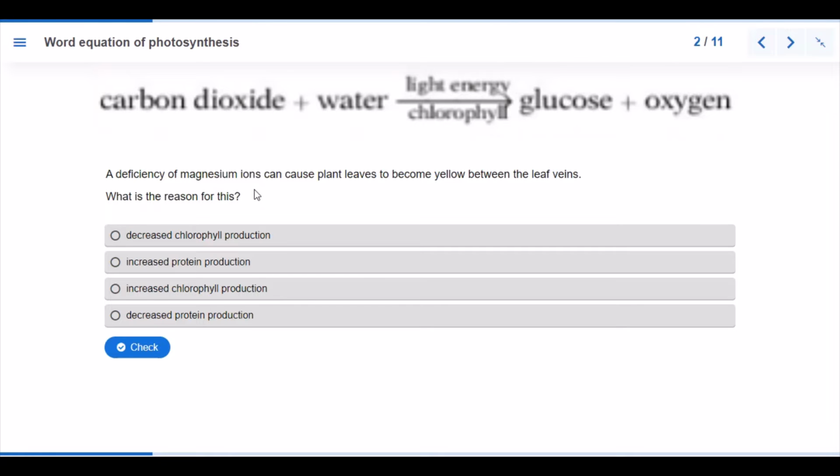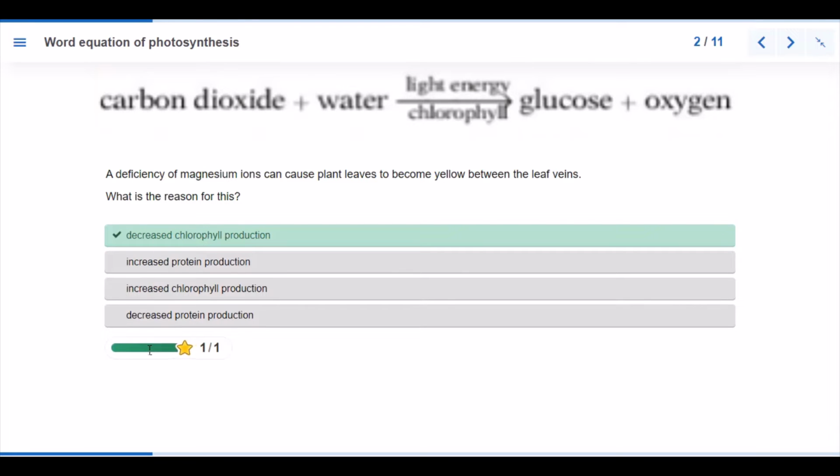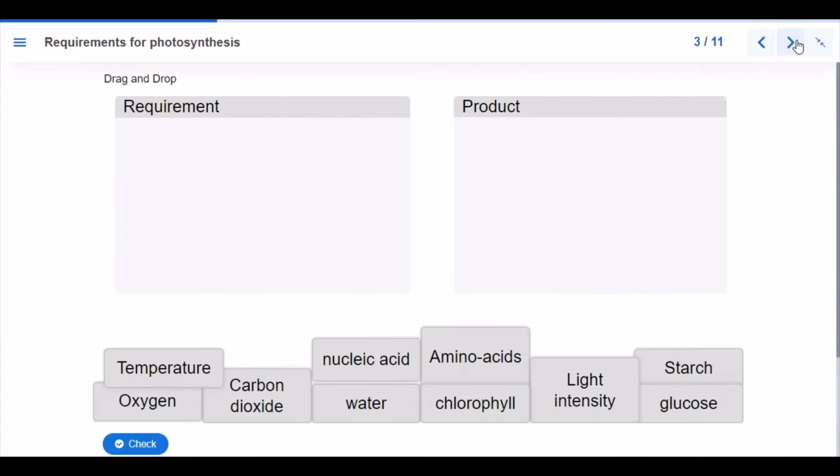Here is a question on magnesium ions. A deficiency in magnesium ions can cause plant leaves to become yellow between the leaf veins. What is the reason for this? Decreased chlorophyll production or increased chlorophyll production? The answer will be decreased chlorophyll production. Later on, we'll be looking at the importance of magnesium.